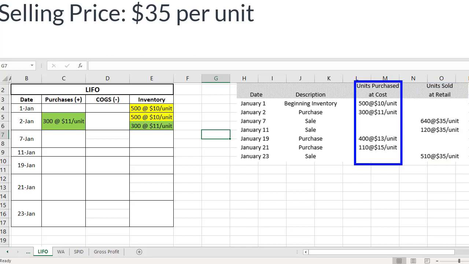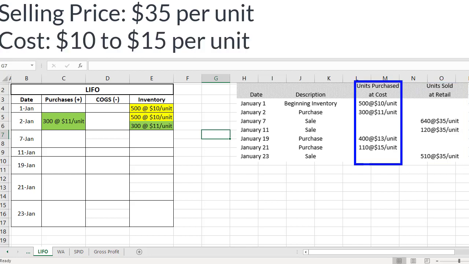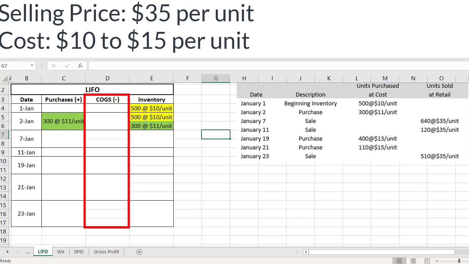Looking at the units purchased at cost column, we can see that the company pays anywhere from $10 to $15 per unit for their inventory, at least for the month of January. Now, the cost of goods sold column needs a cost, not a selling price, so we can't put 640 units at $35 per unit here, since $35 is the selling price and not the cost. But if the cost ranges from $10 to $15, which cost should we put in the cost of goods sold column? Well, that's where the different inventory costing methods come in.